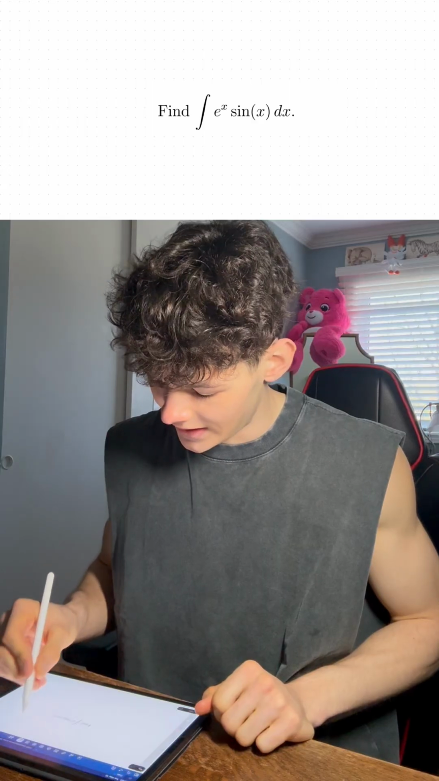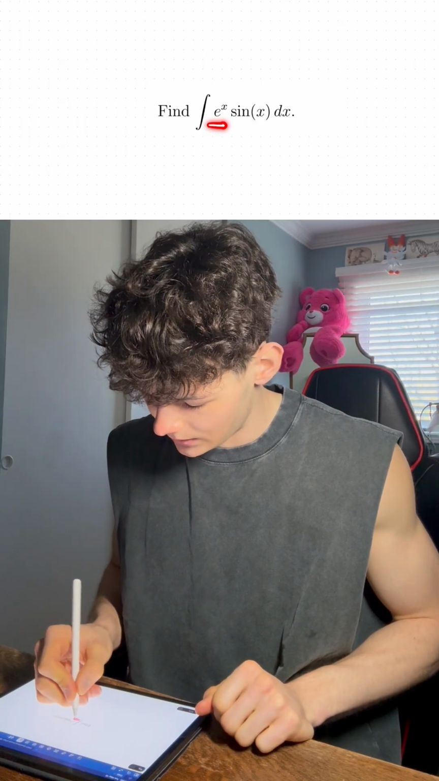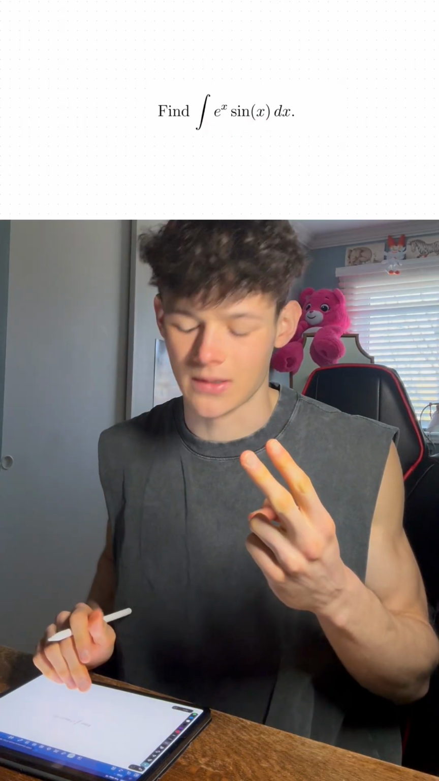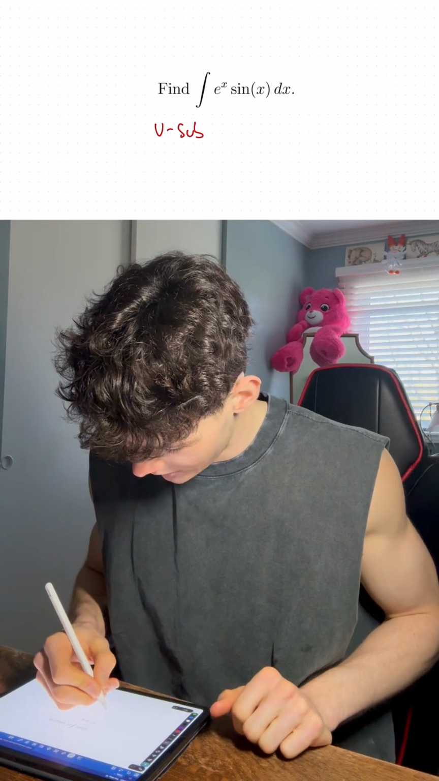So right away, we recognize that we have a product here. It's e to the x being multiplied by sine of x. We know of two methods to compute this integral. We have u sub and we have integration by parts.